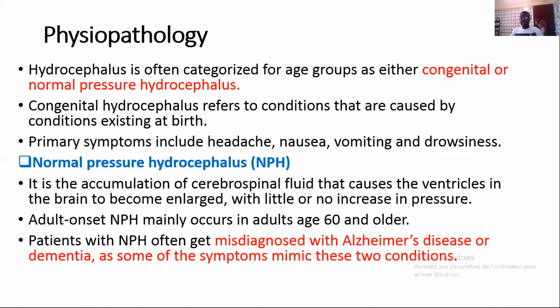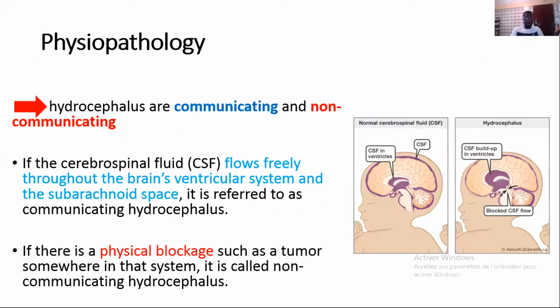Adult onset NPH mainly occurs in adults aged 60 and older. Sometimes patients with NPH get misdiagnosed with Alzheimer's disease or dementia, as some of the symptoms mimic these two conditions. Hydrocephalus can be communicating or non-communicating. If the cerebrospinal fluid flows freely throughout the brain's ventricular system and the subarachnoid space, it is referred to as communicating hydrocephalus. If there is a physical blockage, such as a tumor somewhere in that system, it's called non-communicating hydrocephalus.